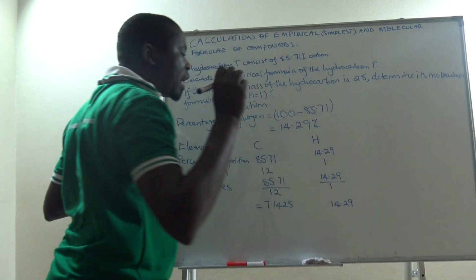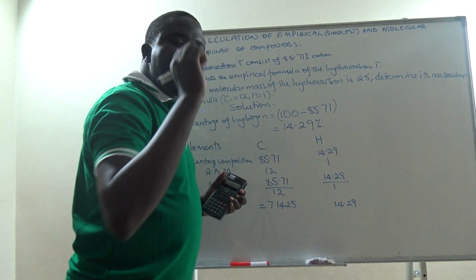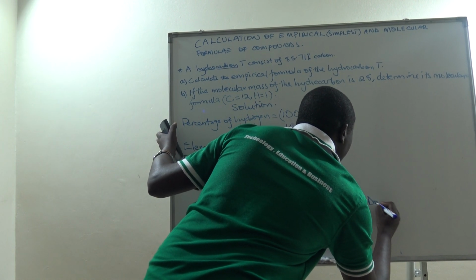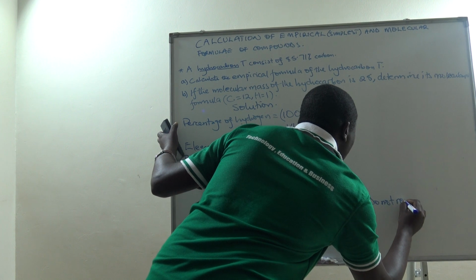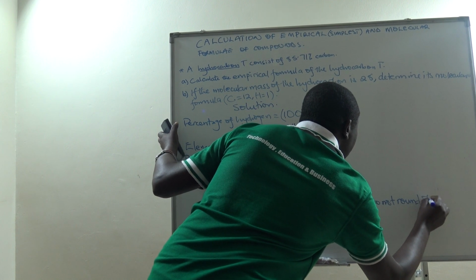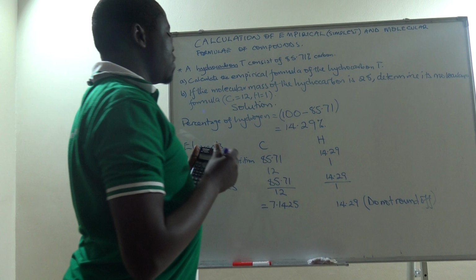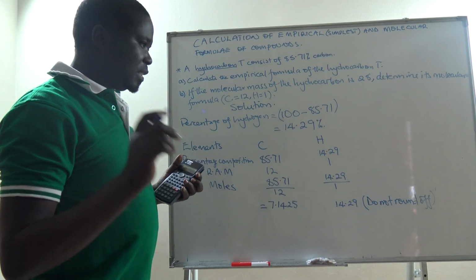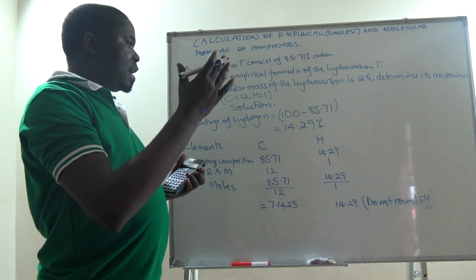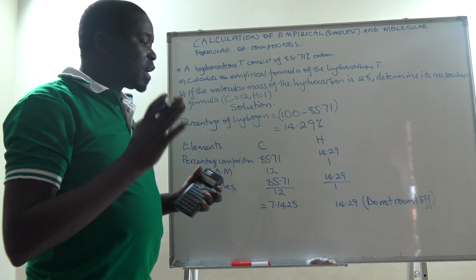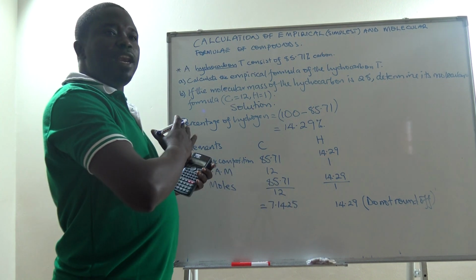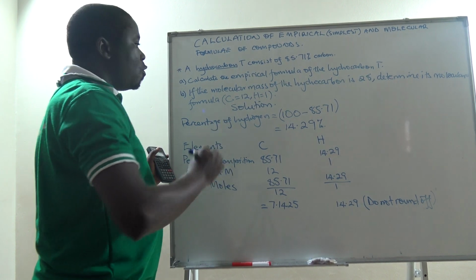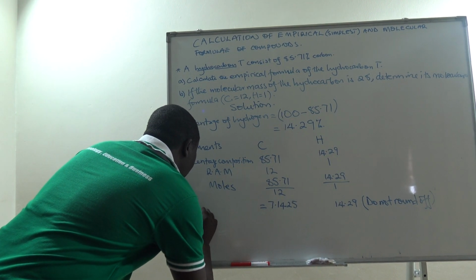Now mark you this. Never try to round off. Let me put it here for you so that we don't forget. Do not round off. Reason being, if you round off in this case, then you'll be moving away from the correct answer. You'll be going to an approximate answer in this case. Make sure that you do not round off at this stage. Even if it is a very long decimal number, you leave it the way it is. Then we are going now to what we call the mole ratio.